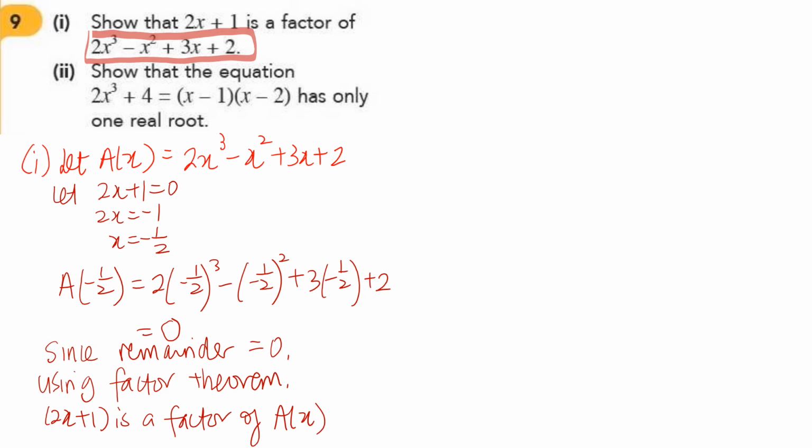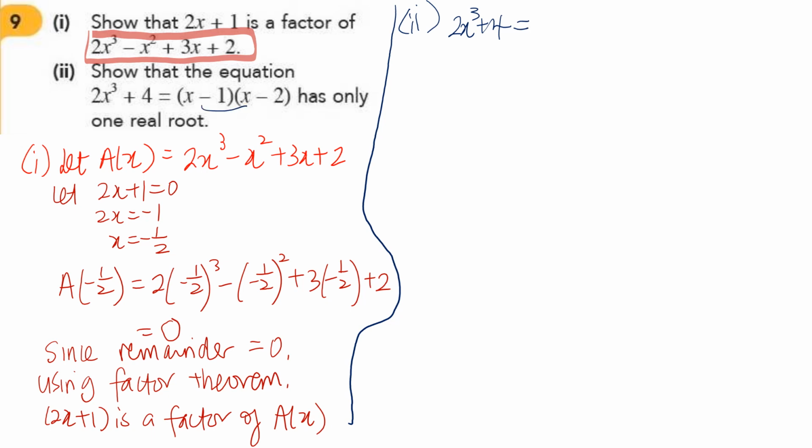Part 2: show that the equation has only one real root. So this one is similar to what we have done earlier. I think it's example, is it 17 or 16? First things first, we need to simplify the expansion. We need to expand this one. That will give us x times x minus 2, minus 1 times x minus 2, 2x cubed plus 4x squared minus 2x minus x plus 2.